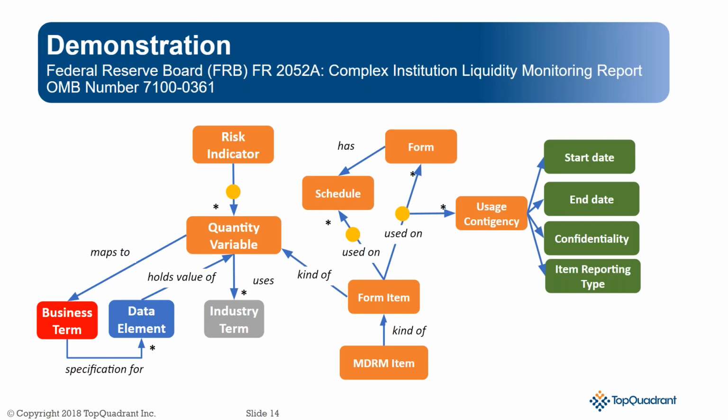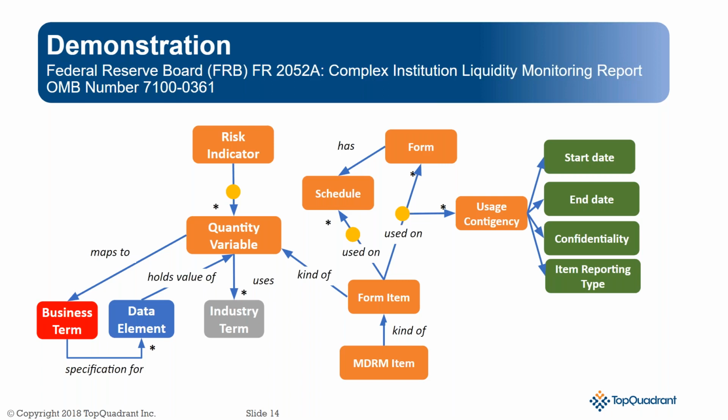In this particular case, we're going to look at the FRB 2052A Complex Institution Liquidity Monitoring Report. So this is a specific report that we have. And again, because we're using a knowledge graph, we can create these connections between a risk indicator, the quantity variable that we keep talking about, where the value is being held in terms of the data element, and the business term that it's related to. This is super important because a business term can be related to multiple data elements. It also could have industry terms that it's related to.